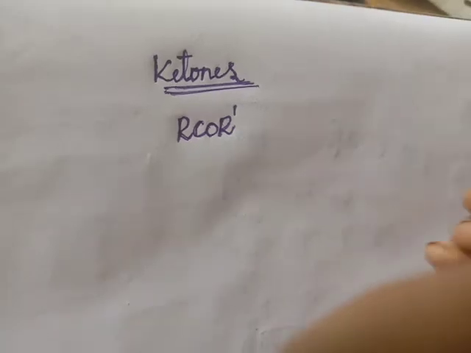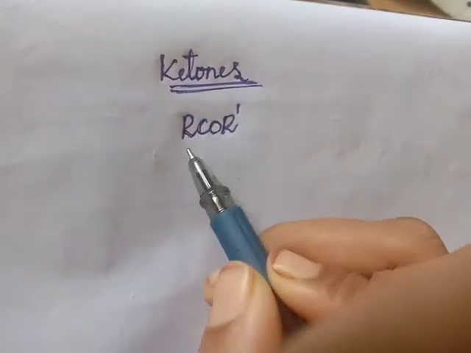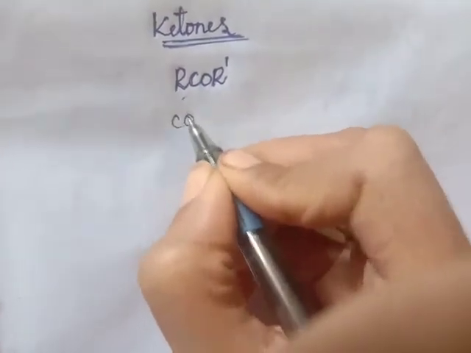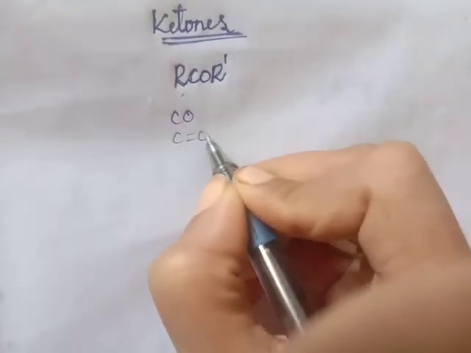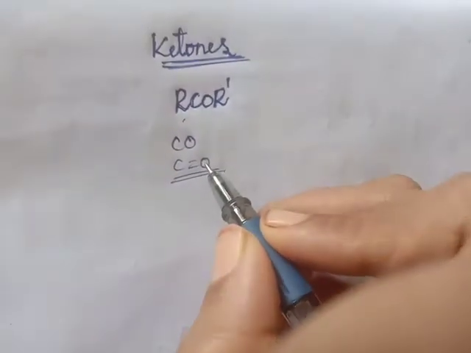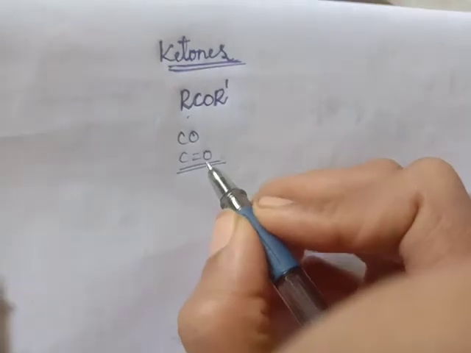Ketones. The common formula for ketones is RCOR. Which functional group is present in ketone? C double bond O, the carbonyl group, is the functional group present in ketone. Now we are going to see some of the common names and IUPAC names of ketones.